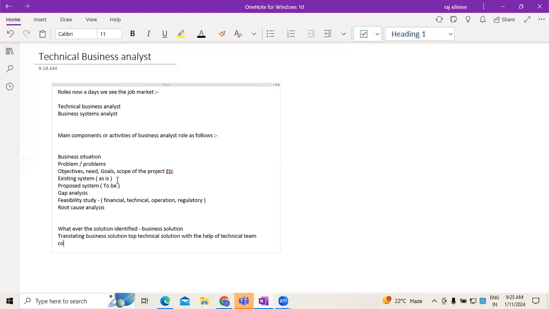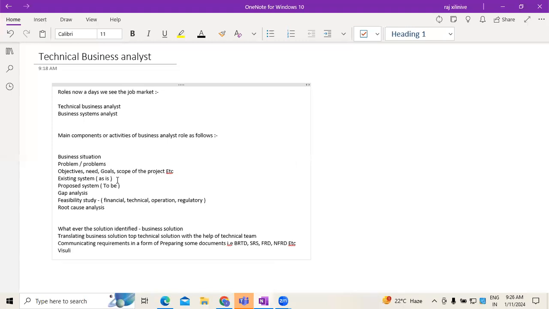Next, communicating requirements in the form of preparing documents like BRD, SRS, functional requirements document, non-functional requirement document, etc.